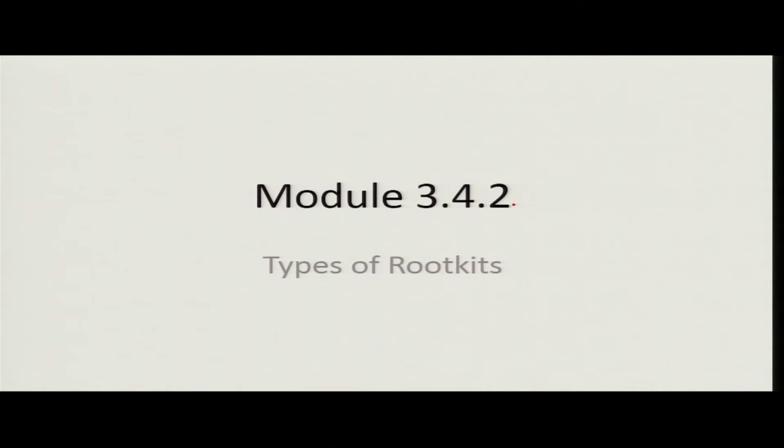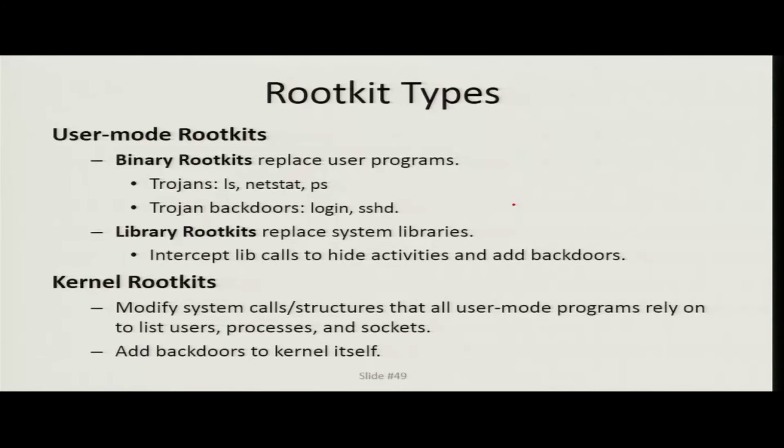So the first sub module, what are the types of rootkits? So there are user mode rootkits. They replace normal user programs like ls, netstat, ps with their version. So when you do a ps, you will not see the processes. They filter the processes that they are creating.